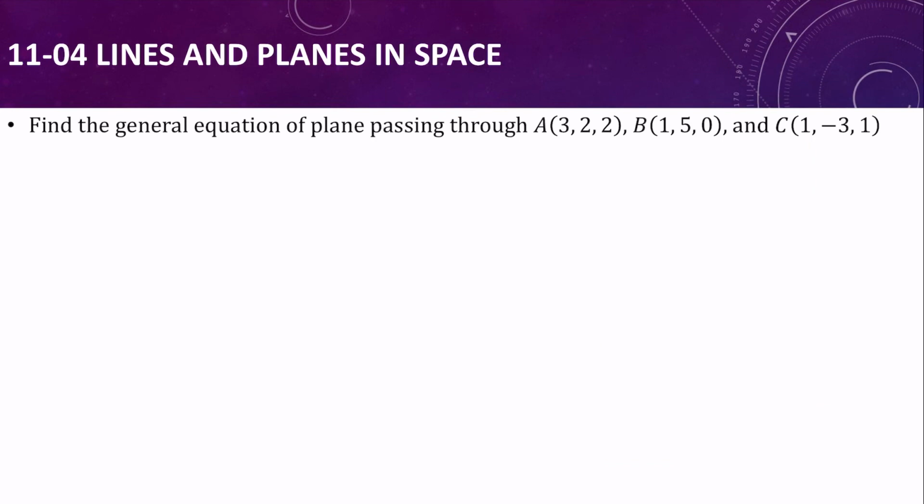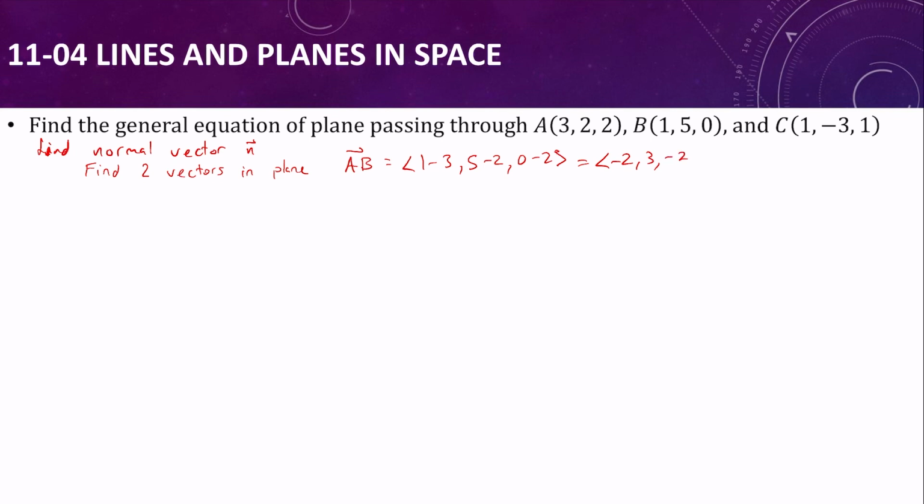Let's find the general form of the equation of a plane passing through those 3 points. First of all, we need to find the normal vector N. How we're going to do this is start by finding 2 vectors in the plane. I'm going to find vector AB, which would be 1 minus 3, 5 minus 2, 0 minus 2, or negative 2, 3, negative 2.